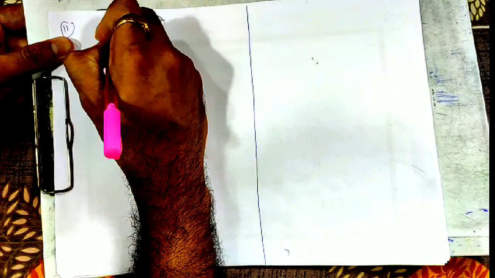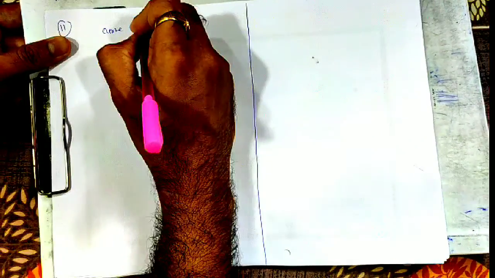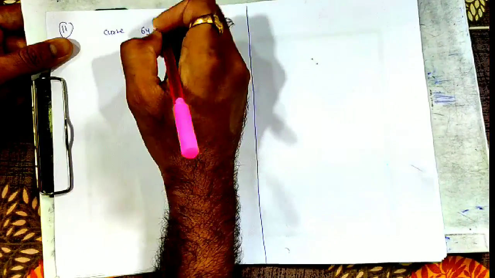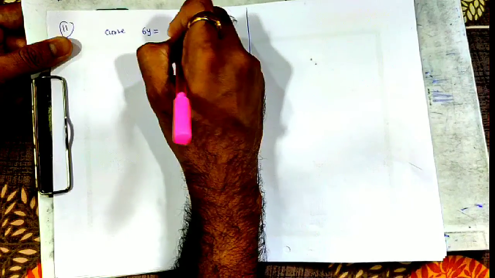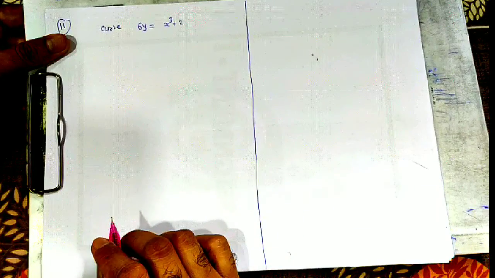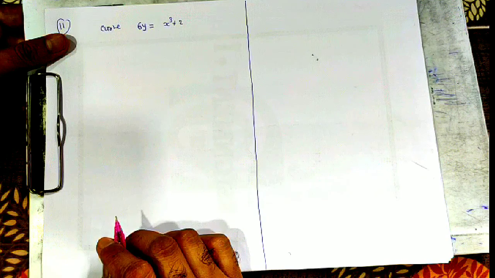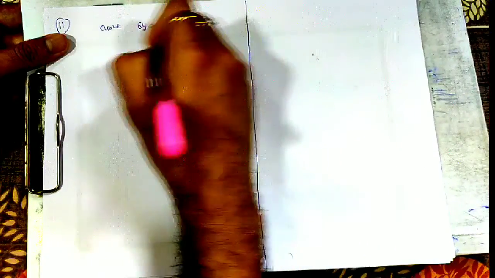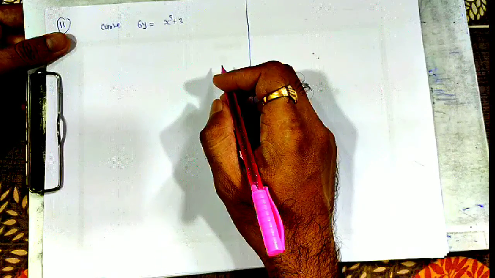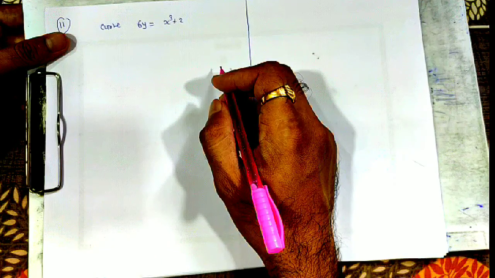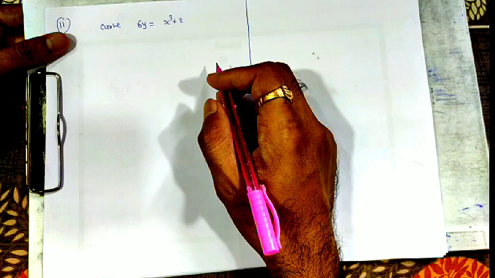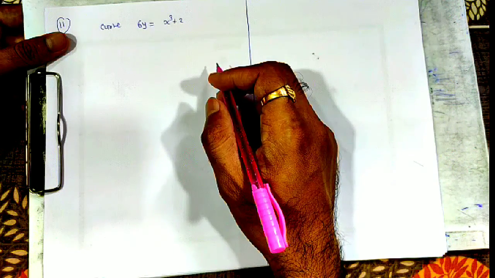In question number 11, we are given a particle moving along the curve 6y equal to x cube plus 2. So here we are given one curve. Curve is 6y equal to x cube plus 2. A particle is moving along the curve 6y equal to x cube plus 2. You have to find the point on the curve. Point on a curve means you have to find the coordinates of the position of the point. That means x coordinate and y coordinate.